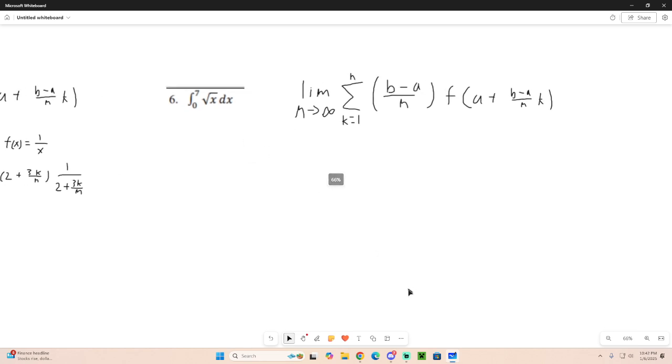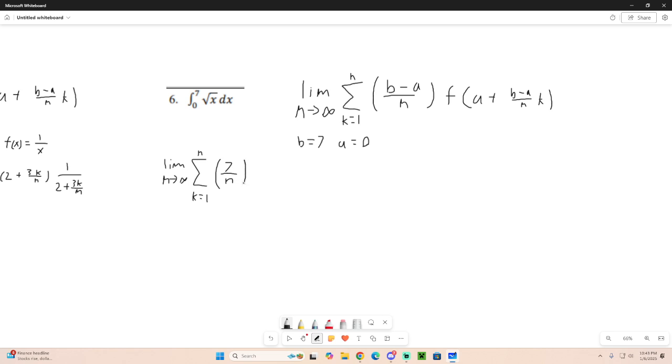So, first, we know that our b value is equal to 7 and our a value is equal to 0. That means we won't have to be worrying about our a value because it's just 0. So the limit as n approaches infinity of our summation from k equals 1 to n of our delta x, b minus a over n, that's 7 over n, right? Because 7 minus 0 is just 7.